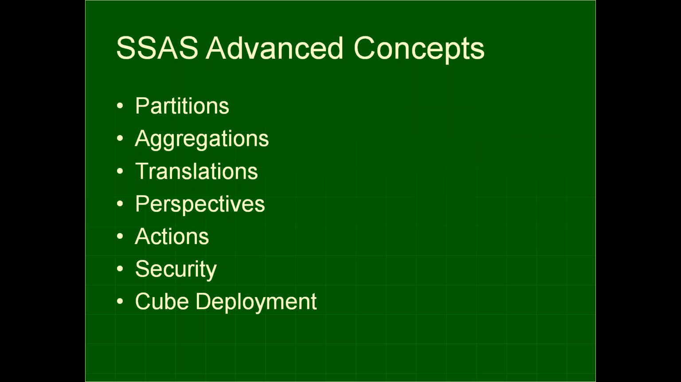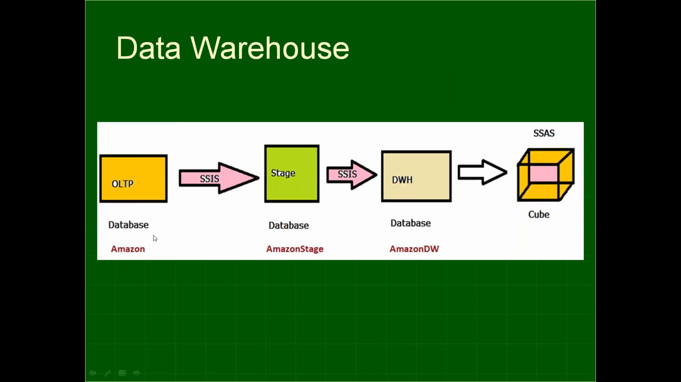Okay. And so OLTP data will go to staging. From staging, we're going to have the data warehouse. The data warehouse is going to be connected to the cube.